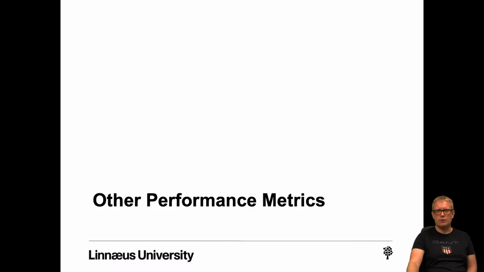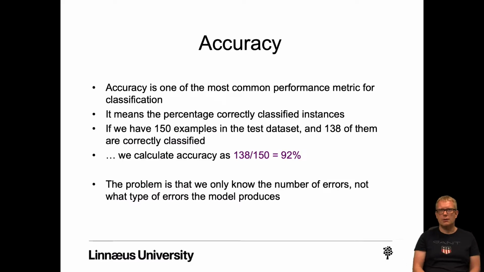There are also some other performance metrics we can use when we work with machine learning problems. Accuracy, as we already mentioned, is one of the most common performance metrics for classification. It means the percentage of correctly classified instances. So if we have 150 examples in the test dataset and 138 of them are correctly classified, we calculate the accuracy as 138 divided by 150, which equals 92%. The problem here is that we only know the number of errors, not what type of errors the model produces.